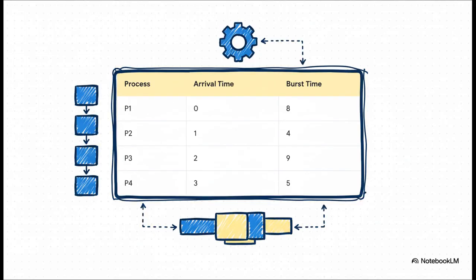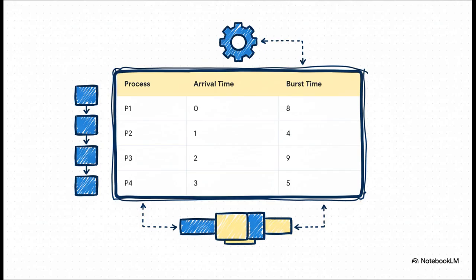Last up is round robin, and this one is all about fairness. Every process gets a small slice of CPU time, which we call a quantum. In this case, it's 4 units. P1 starts at time 0 and runs for 4 units. It's not done yet, so it gets sent to the back of the line.